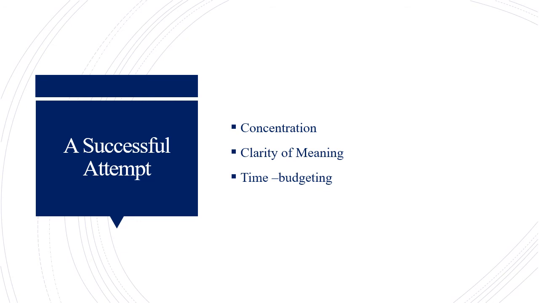So for a successful attempt while solving the questions of reading comprehension, these 3 things you have to keep in mind. So to concentrate, to get clarity of meaning, and at the same time keep in mind the time budgeting. We have to be smart enough to follow an organized method, an organized process while answering these questions. So in the next video we will talk about what are those smart strategies that we should follow while answering these questions.